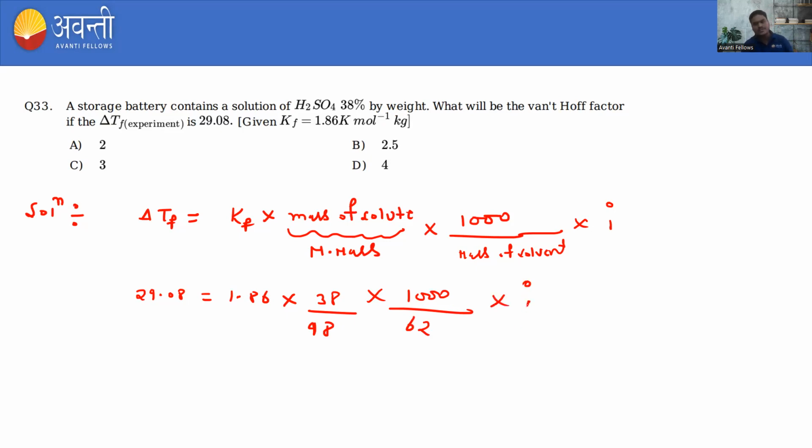So you can very easily calculate the value of i because all values are known. By solving this, you can calculate i. On solving, you'll get i comes out to be 2.5. So this is how you can calculate it. The value of i is 2.5.